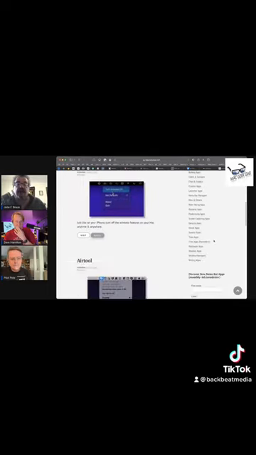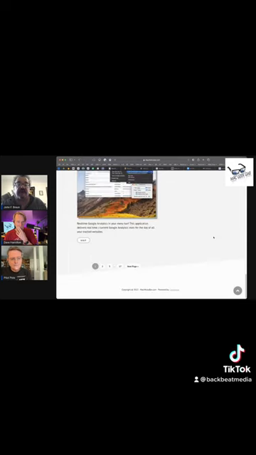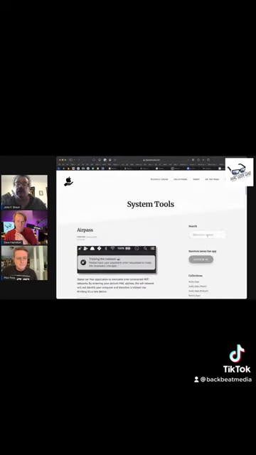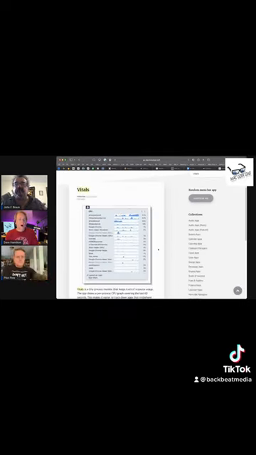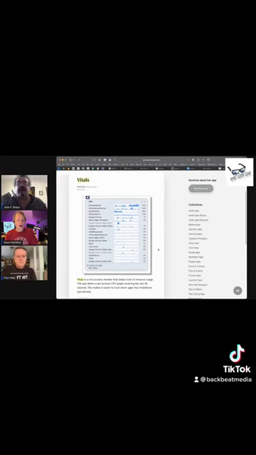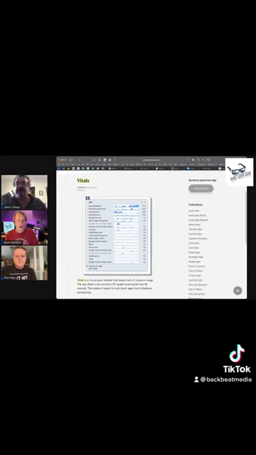Vitals. And what Vitals does is it shows you a little window with all your running processes, but it shows a historical ticker of how much CPU each one uses.